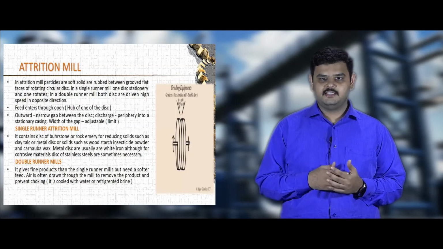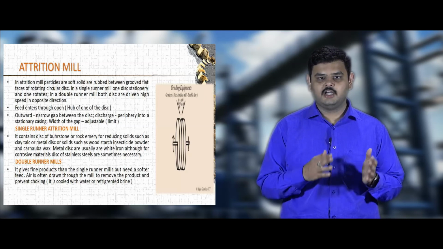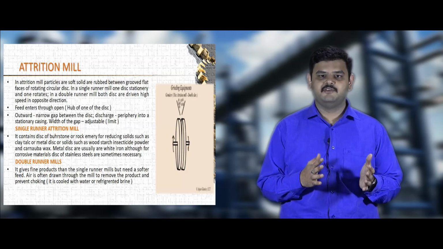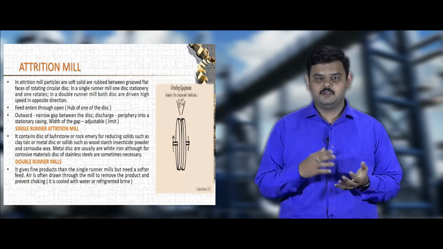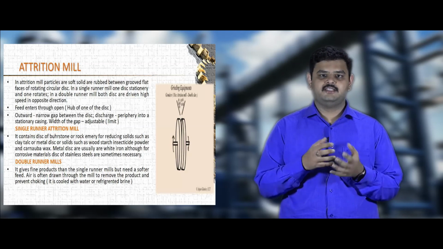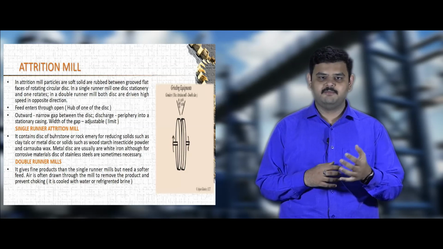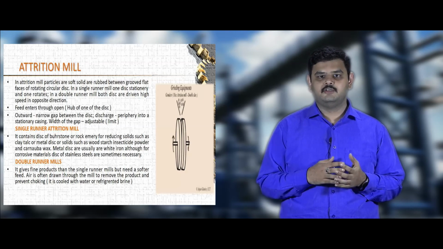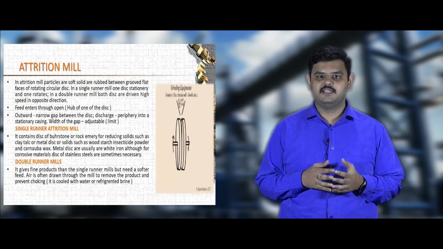Now we move on to the attrition mill. The attrition mill is a type of grinder where soft feed particles are ground by the rubbing action between two grooved surfaces of circular discs. The two circular discs rotate against each other so that the rubbing causes the size reduction of the feed particles. The attrition mill is classified into two types. The first one is the single runner attrition mill and the second one is the double runner attrition mill.